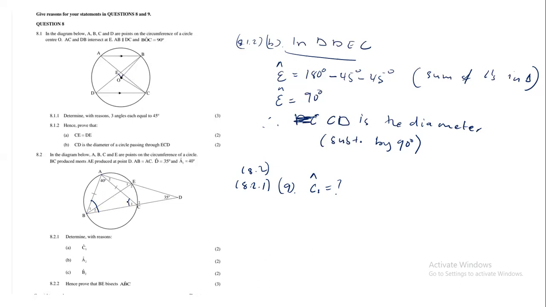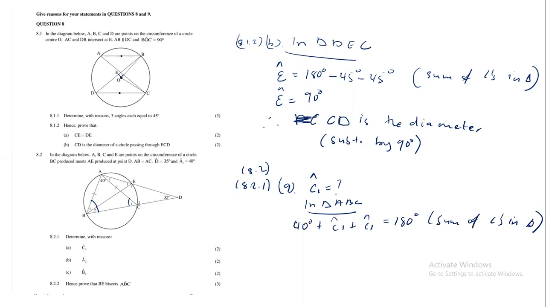So in order for me to determine angle C1, I'm going to mention my triangle: in triangle ABC, what is happening? Angle 40 degrees plus, remember I said this angle is equal to that angle, so I will also call it C1. In this triangle, angle C1 plus this C1 is equal to 180 degrees. Why? Because it is the sum of angles in a triangle.